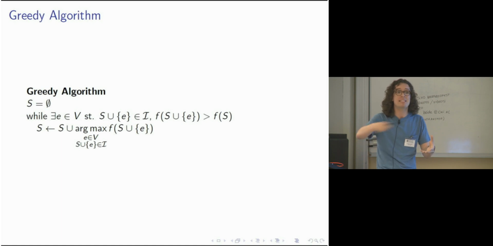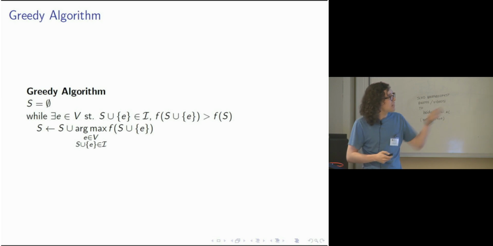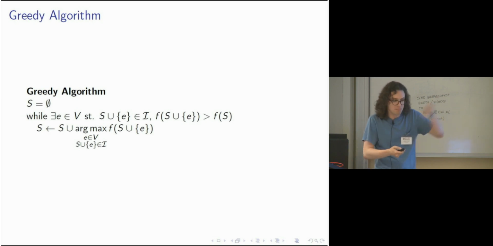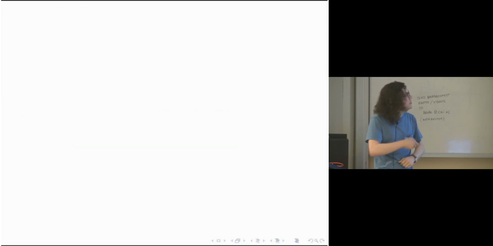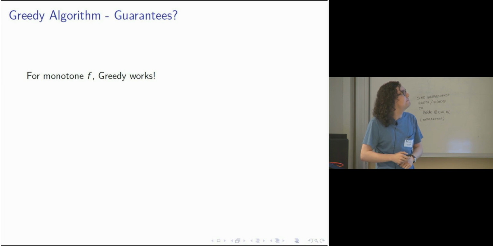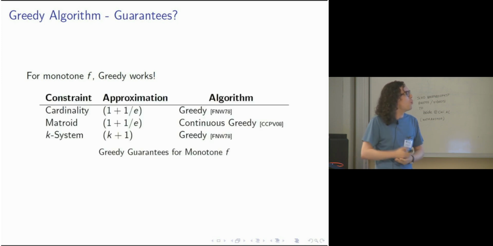And if there are elements that I can add that satisfy my constraints and have a positive increase in my function, go ahead and add those, and in particular add the one that maximizes that increase to my function. So how well does this greedy algorithm work?